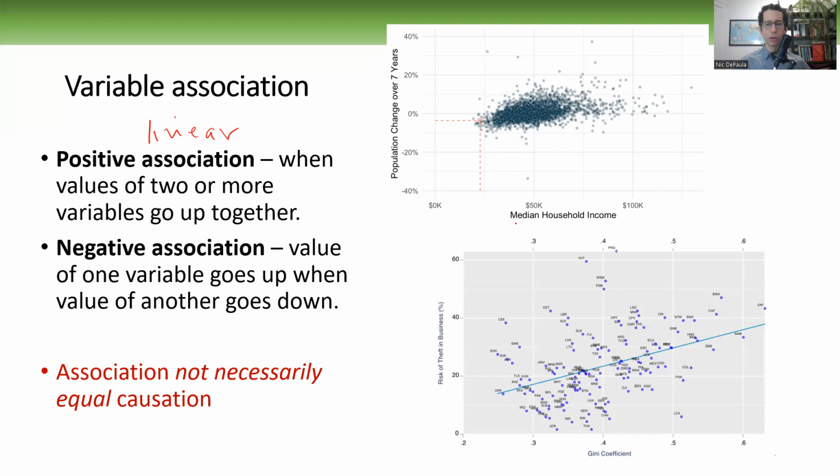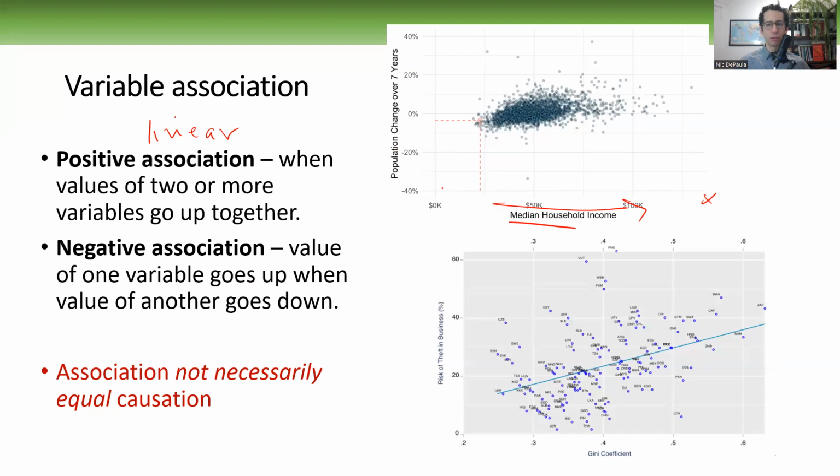We have two variables. One variable is median household income on the x-axis, and as always, to the right goes up. So that's thousands of dollars, 50,000, 100,000. Here it goes up. And then on the y-axis, we have population change over 7 years. So let's just think about it as growth in population. So the idea is, as median household income goes up, does the population also go up, or does it go down?